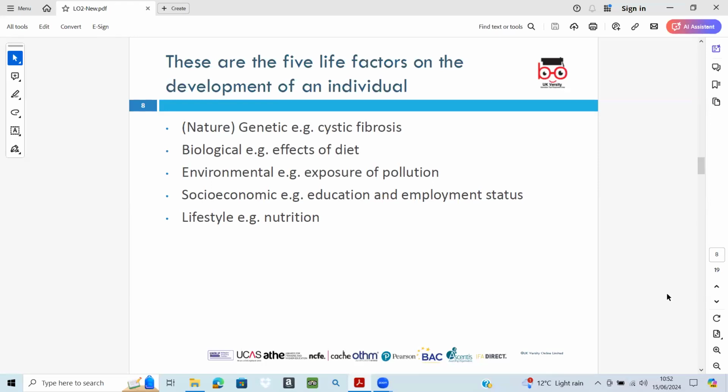Then we have lifestyle, and lifestyle factors refer to choices and habits that can define an individual's daily life, such as diet, exercise, and leisure activities. An example for nutrition is a balanced diet rich in fruit and vegetables can lead to proper overall health and development.